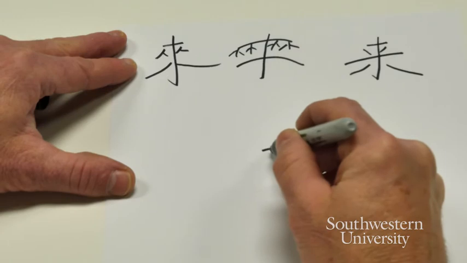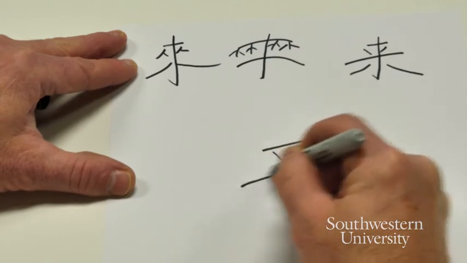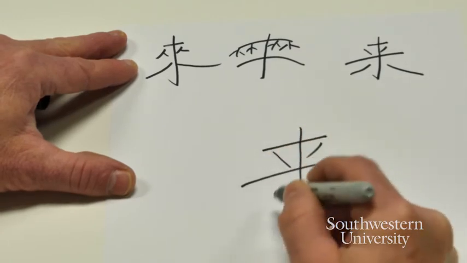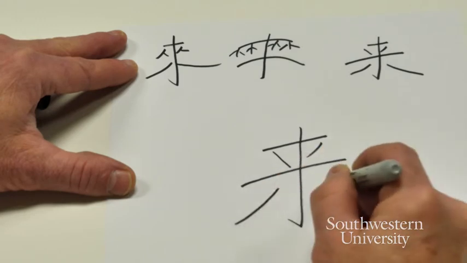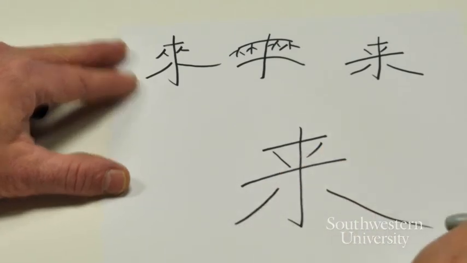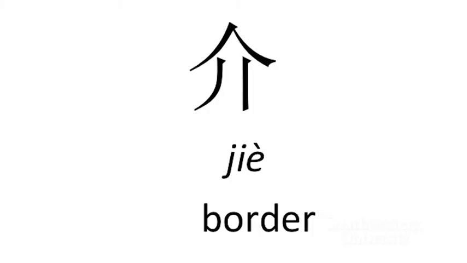Hung, Pie, Dien, Hung, Shu Go, Pie, Na. Lai, to come.